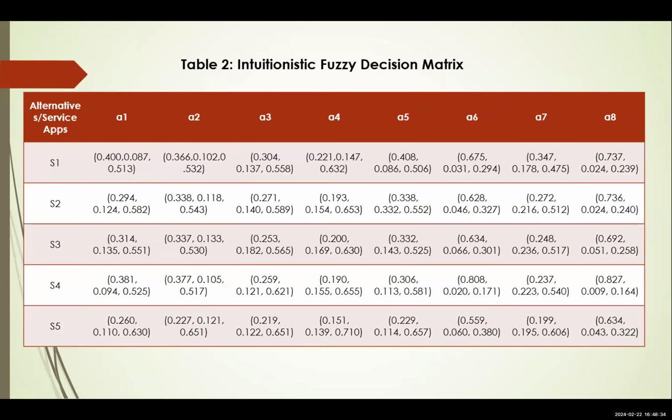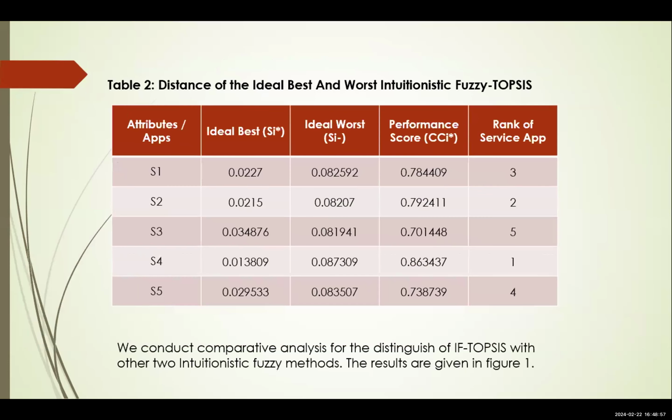And after that, this is my decision matrix, the Intuitionistic Fuzzy decision matrix. We have divided it into 3 parts. First number denotes the positive sentiment score, second denotes the negative sentiment score, and the last number denotes the neutral sentiment score of these 5 apps with the concern of 8 attributes.